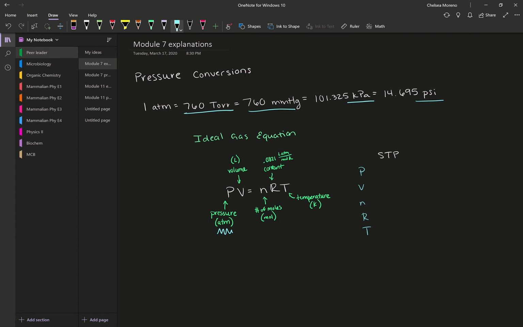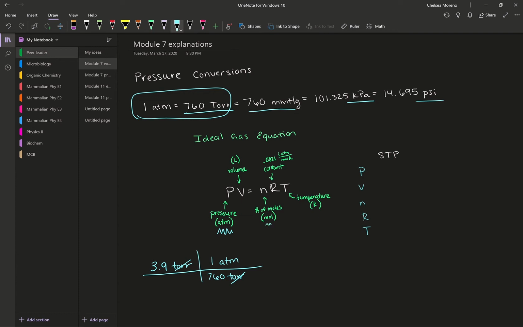So let's say they said 3.9 torr, right? We can use this conversion right here. So we can say, okay, well, that would be 760 torr, and then on the top, you would have 1 atmosphere, so you can cancel out your torr. So just keep that in mind. You're probably going to have to convert for pressure.